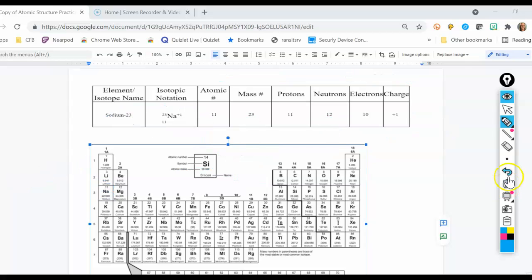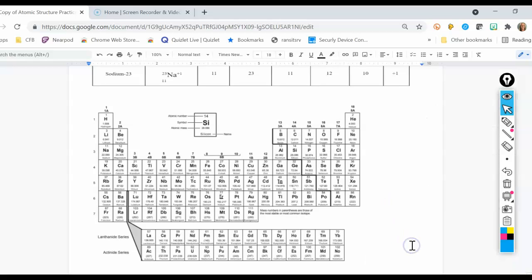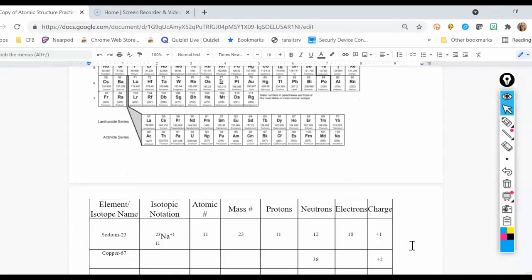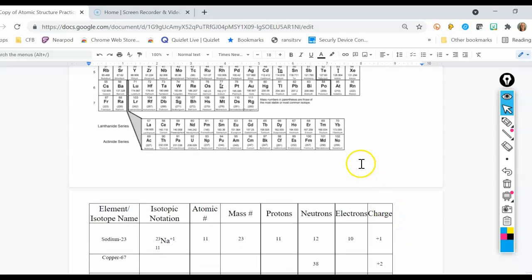Okay, so let's go ahead and try some of these out ourselves. As we go through this, I'm going to do a couple of them, but not all of them, because of course you have the responsibility of doing these yourself. So let's look at copper 67 right there. Let's first take a look at what information we have.